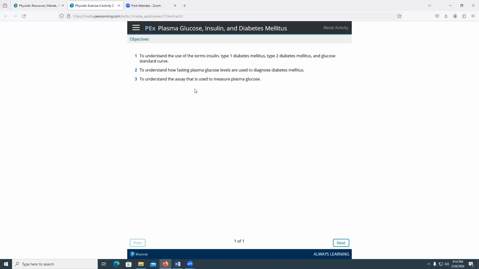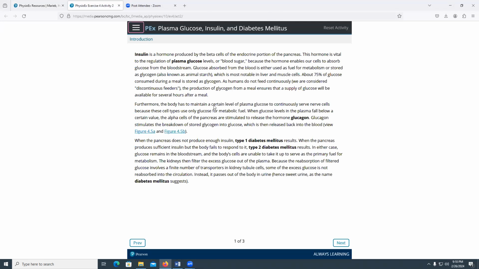So let's go ahead and begin. Our objectives are to understand the use of the terms insulin, type 1 diabetes, type 2 diabetes mellitus, and the glucose standard curve. So we have to generate a glucose standard curve. And we will find out how fasting plasma glucose is used to diagnose diabetes mellitus. And we will be understanding the assay that is used to measure this plasma glucose. So let's find out. This is an introduction, as we said.